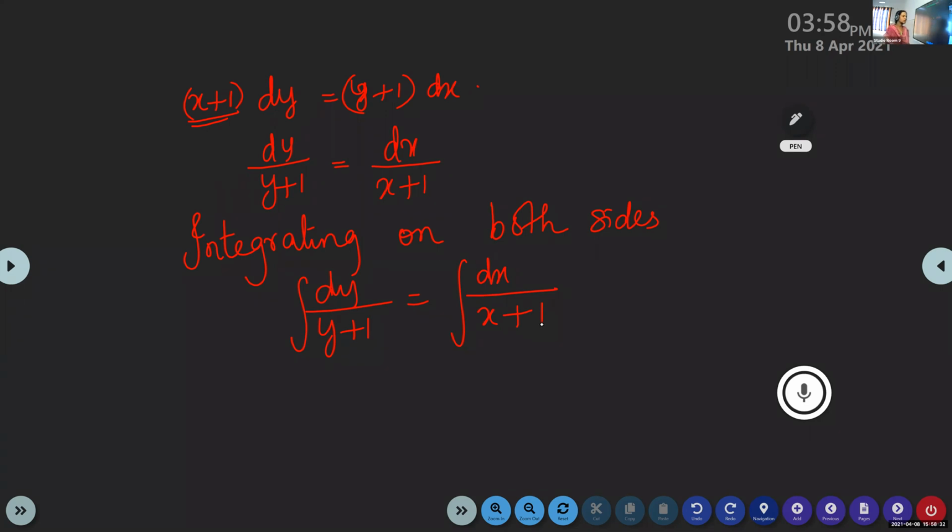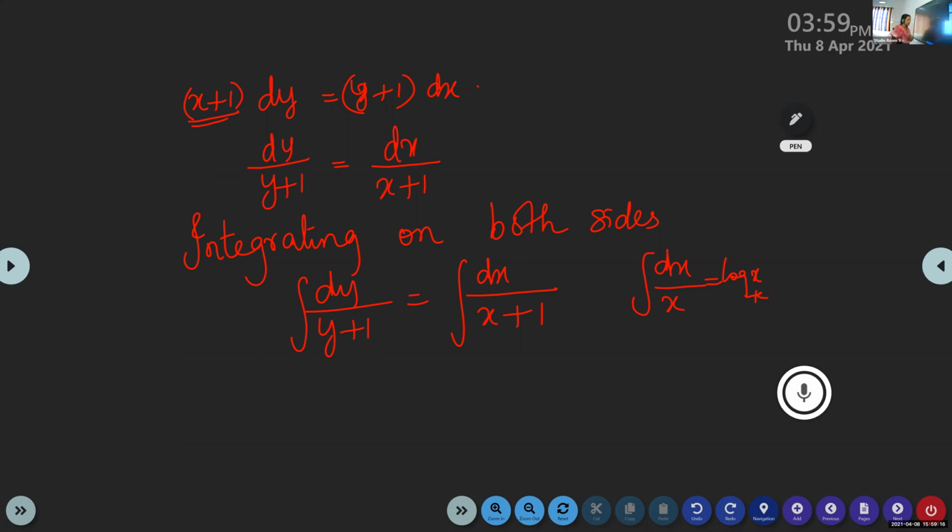So now tell me the answer. What is the integral of dy by y plus 1? What is the integral of dx by x plus 1? Log of x plus 1, isn't it? Whenever the derivative of the denominator is in the numerator, we write log of the denominator.